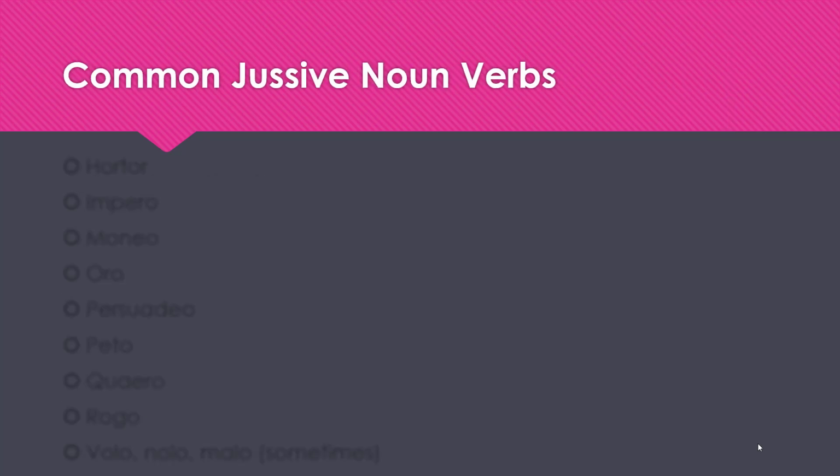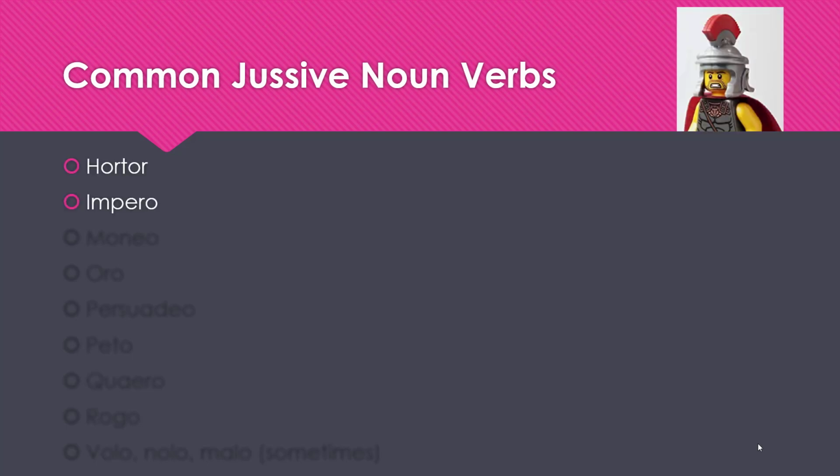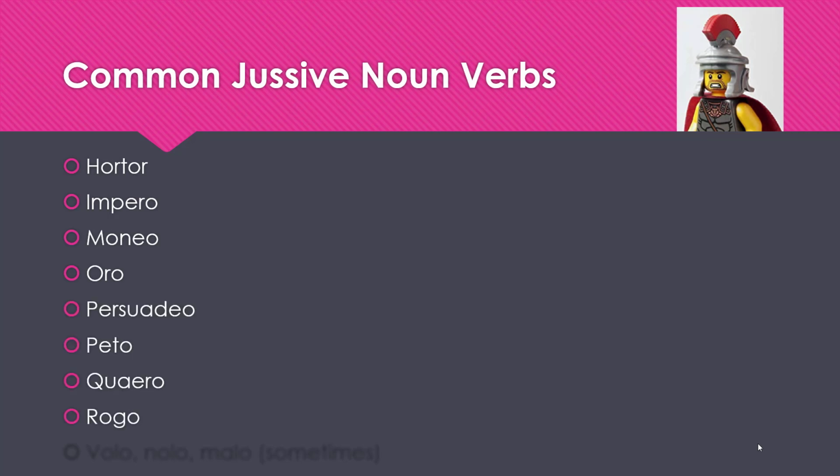Going on, here are just some common verbs that are going to introduce jussive noun clauses. You have hortor, impero, moneo, oro, persuadeo, peto, quaero, rogo, and sometimes, not always, volo, nolo, and malo. Sometimes they'll do that, and other times they're just going to use an infinitive instead. So that's sort of every once in a while.